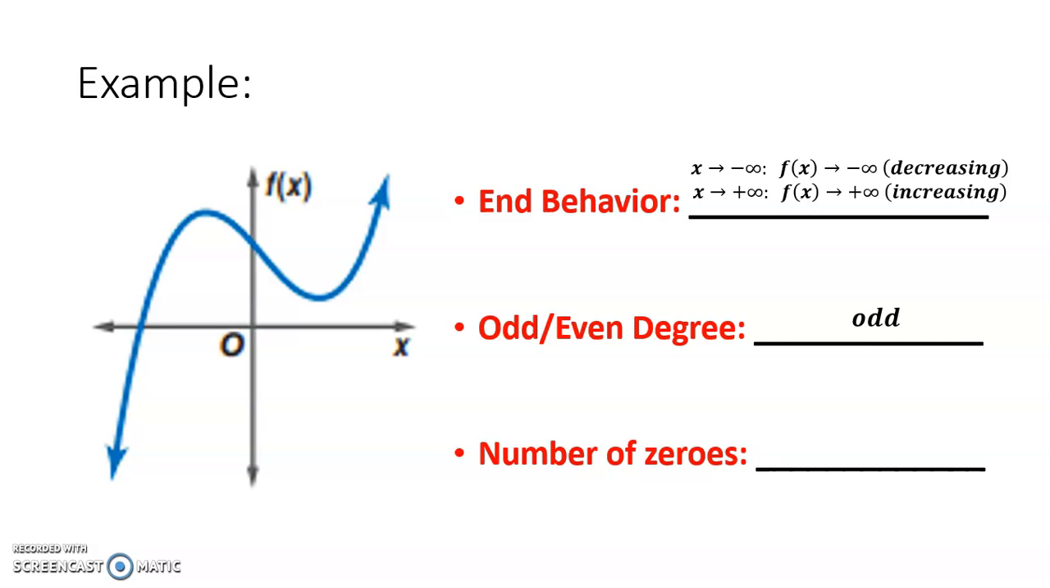Now, how many zeros, or particularly real zeros, do we have in this particular function? So, we just simply have to count the number of x-intercepts. So, in this graph, we only have one x-intercept. So, therefore, the number of zeros of this particular function is only 1.